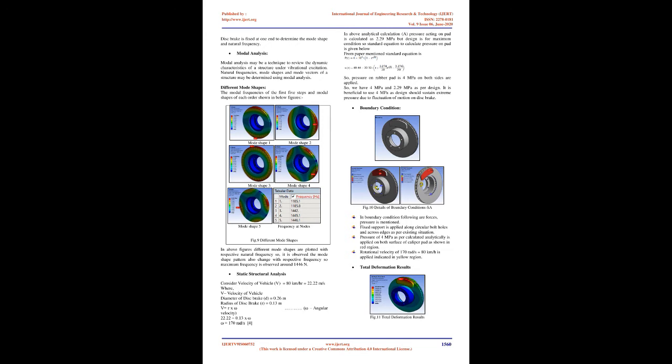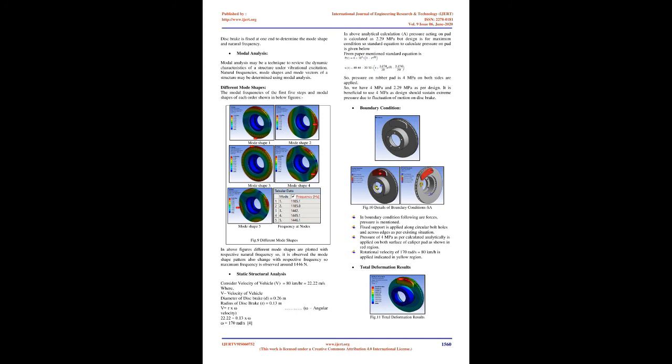Pressure on the rubber pad is 4 MPa, applied on both sides. So, we have 4 MPa and 2.29 MPa as per design. It is beneficial to use 4 MPa, as the design should sustain extreme pressure due to fluctuation of motion on the disc brake. Boundary condition. In the boundary condition, the following forces and pressure are mentioned.